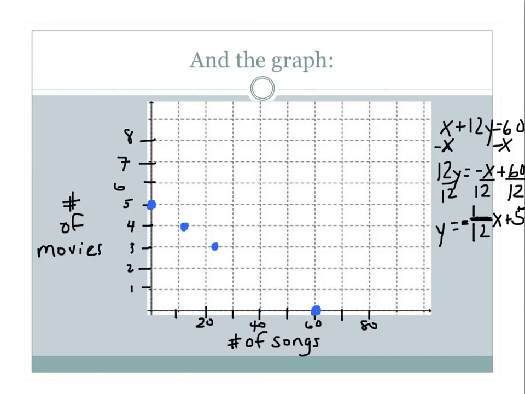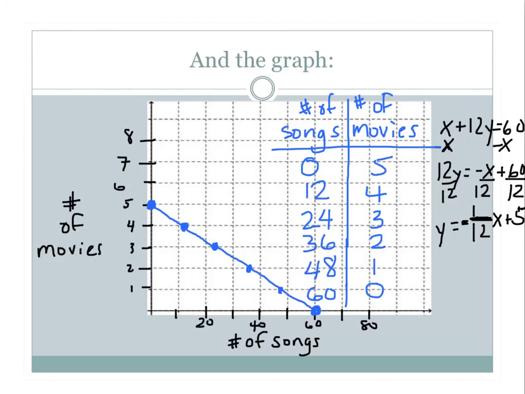Down 1 would be 2 movies, and now we're going to have 36 songs. So right about there. And then down 1 more would be 1 movie, and let's see, 36, so 48 songs. So 48 would be like right there. We have this nice little line, and we have actually 6 answers to choose from instead of 3 answers to choose from. So it could be 0 songs and 5 movies, 12 songs and 4 movies, 24 songs and 3 movies, 36 songs and 2 movies, 48 songs and 1 movie, or 60 songs.